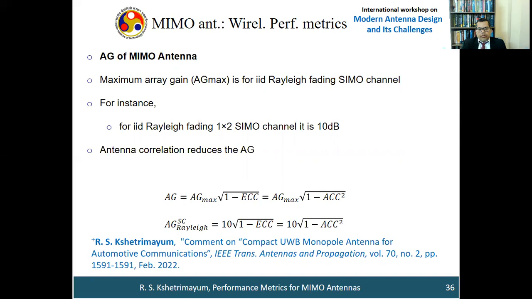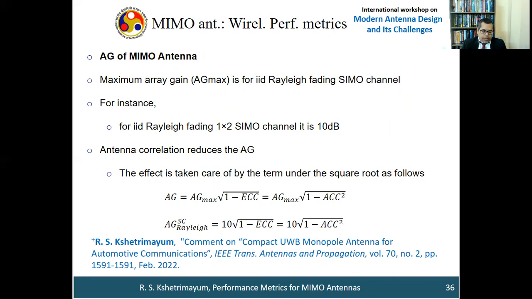Array gain actually reduces due to antenna correlation, so that amount of reduction is taken care of by the square root term here, square root of 1 minus ACC or square root of 1 minus ACC squared. So the array gain can be defined as array gain maximum times square root of 1 minus ACC, or array gain maximum times square root of 1 minus ACC squared, for a 2-element MIMO antenna. And for selection combining over Rayleigh fading channel, array gain maximum is 10 dB. So array gain for selection combining over Rayleigh fading channel is 10 square root of 1 minus ACC, which is equal to 10 square root of 1 minus ACC squared.